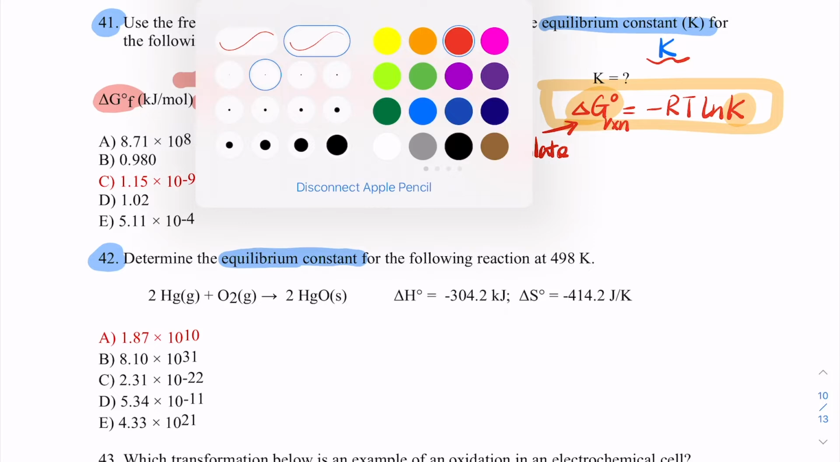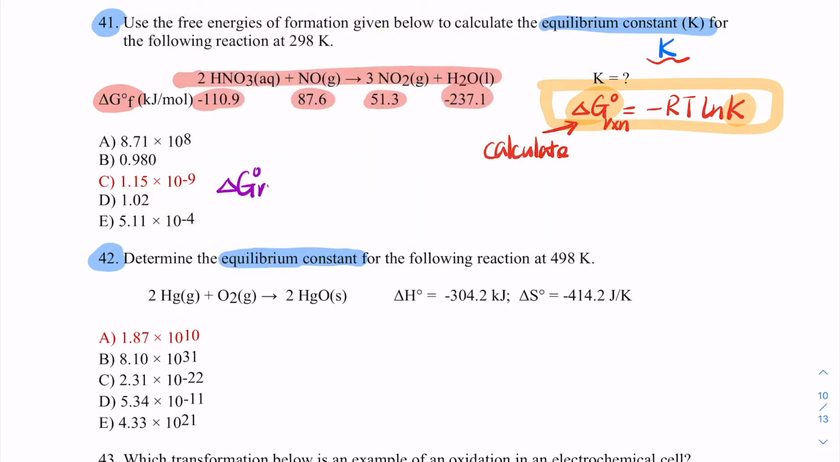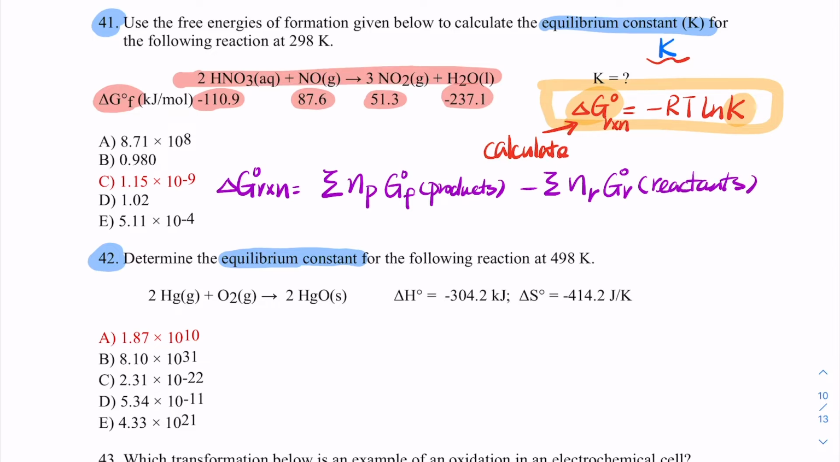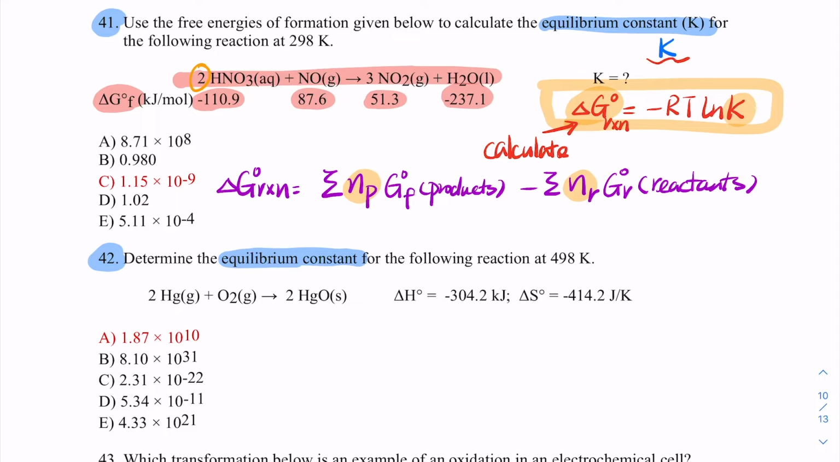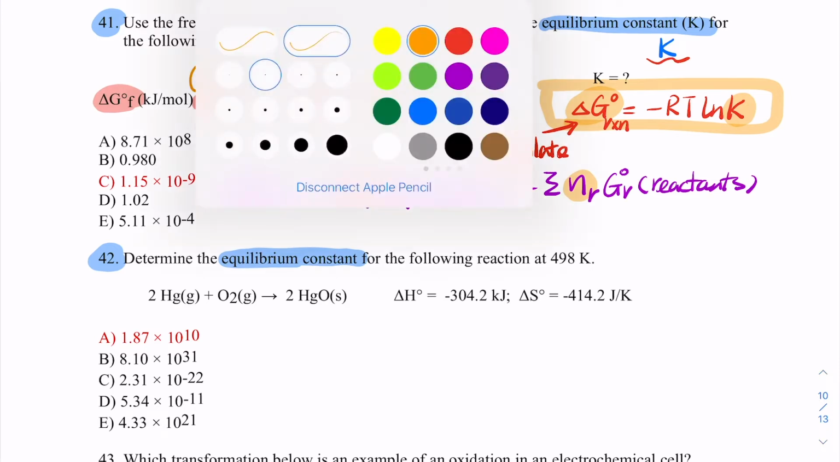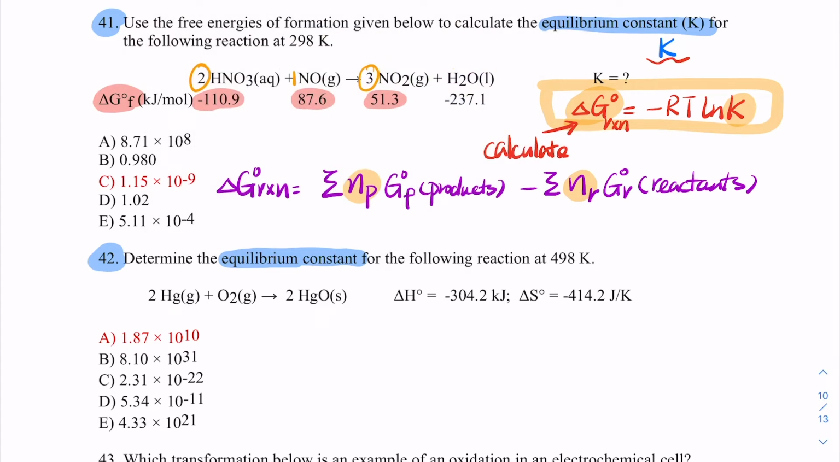We simply calculate delta G naught of the reaction as the sum of G of the products, minus the sum of G of the reactants. As I keep saying, don't forget about the number of moles. Where do you get the number of moles? Those are the coefficients. If nothing is there, that's just one. Let me erase that so it's easier to see. So that will be one over here.